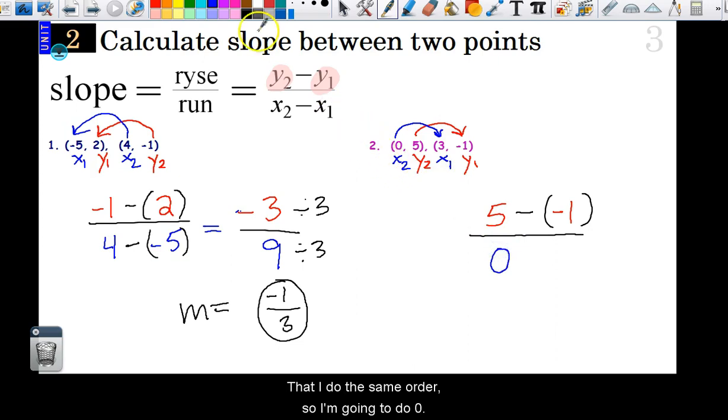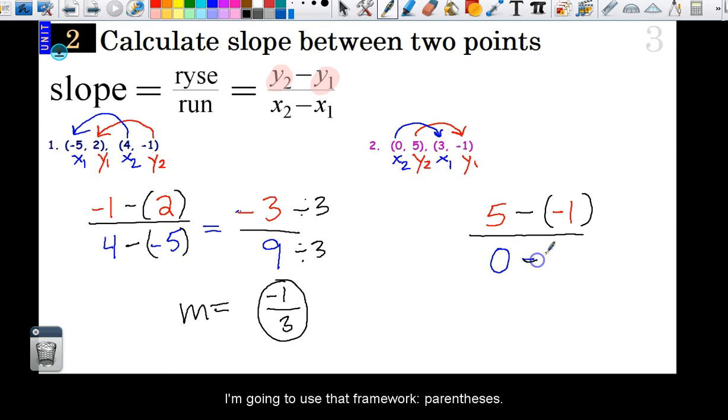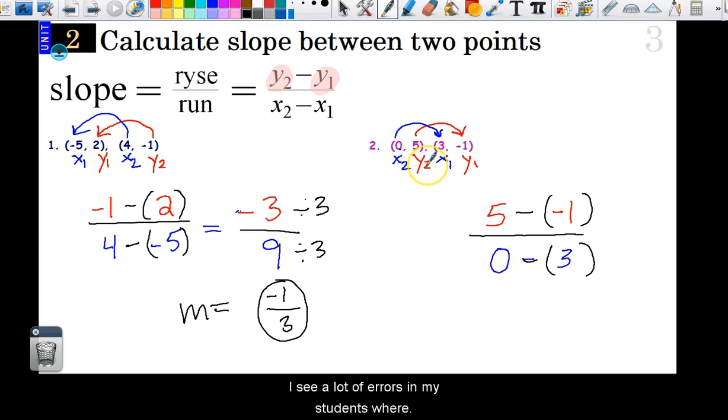So I'm going to do 0 take away. Again, I'm going to use that framework, the parentheses, the 3. 0 minus 3. It's very important to double check. I see a lot of errors in my students' work when they are careless about which numbers they're subtracting. So that's why I draw these lines to make sure I link up the correct numbers.